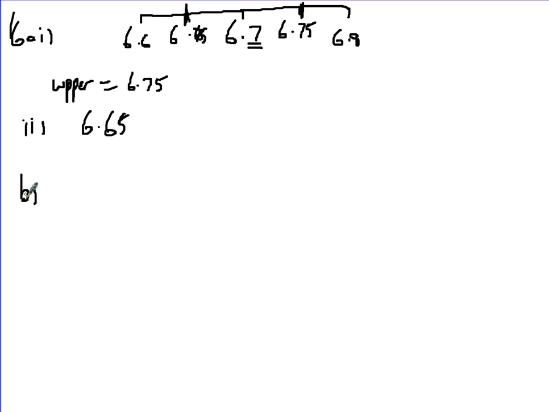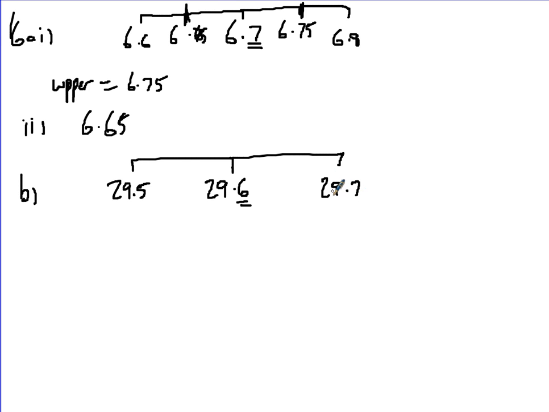Part B is a bit of a tricky one. What you've got first of all is your area. So your area is to three significant figures, so that means that the area can go up and down by 1 each time. So here this value and this value, 29.55 and 29.65, are our values.